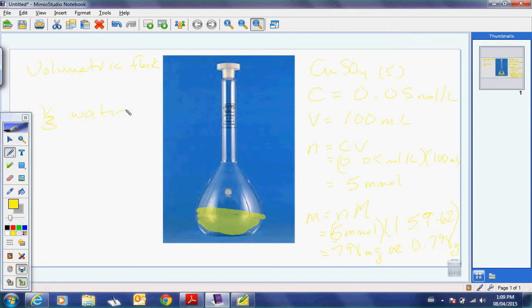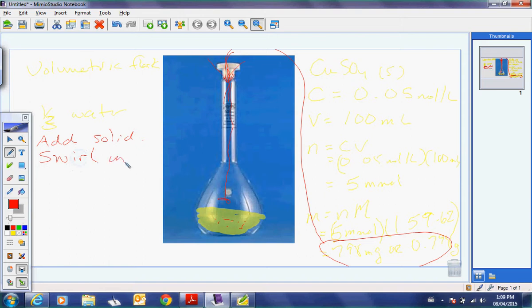Then what did you put in? Then you put in your mass of copper sulfate, which is a powder, through a funnel. Anyway, so we put this in, it goes here, and then you've got a bunch of crystals down there, and what did you do with it? Swirled it. So add your solid, then swirl until when? Until dissolved.